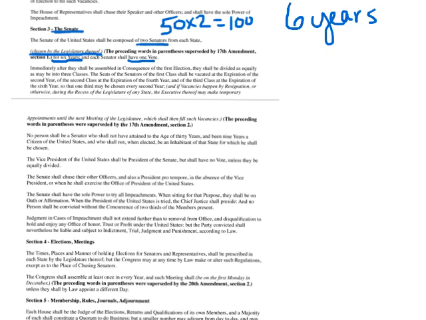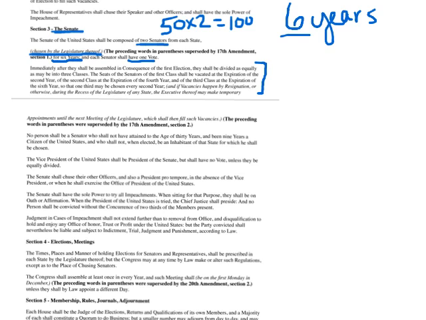Let's see. So then this next one is kind of a startup clause. I'll put that bracket on it. Immediately after they shall be assembled in consequence of the first election, they shall be divided equally as may be into 3 classes. The seats of the senators of the first class shall be vacated at the expiration of the 2nd year, the second class at the expiration of the 4th year, and of the third class at the expiration of the 6th year, so that 1/3 may be chosen every 2nd year.